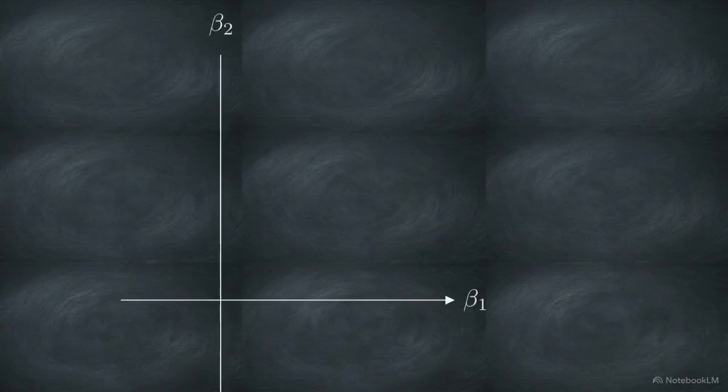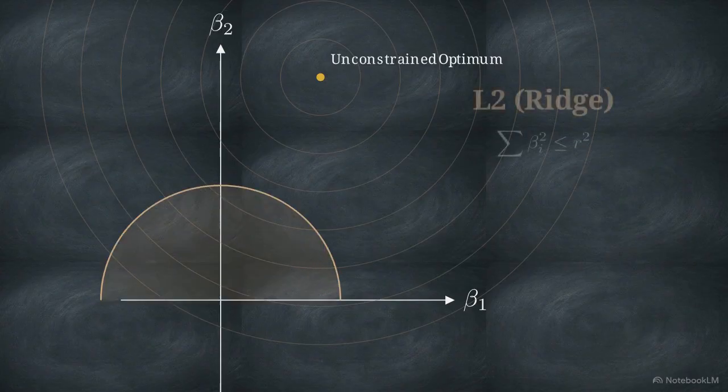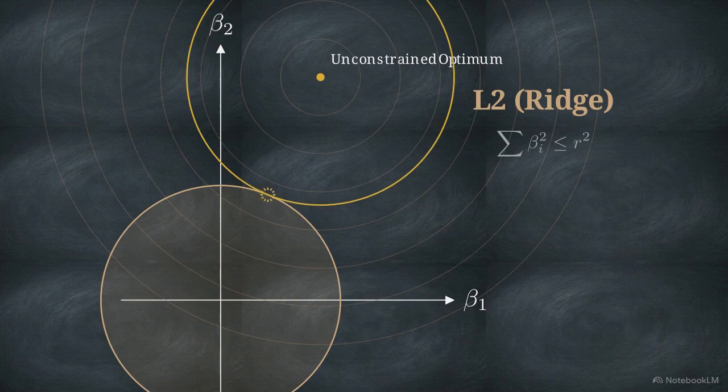We can visualize the cross-entropy loss as a set of concentric contour lines expanding from the optimal center point. L2 regularization, or ridge, adds a penalty based on the squared sum of the coefficients. Geometrically, this creates a circular constraint. The solution is the point where our loss contours first touch the edge of this circle. Because the circle is smooth, L2 distributes weight across correlated features, resulting in stable parameter shrinkage.